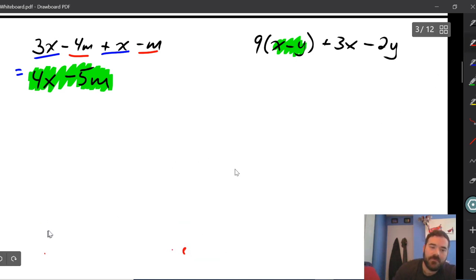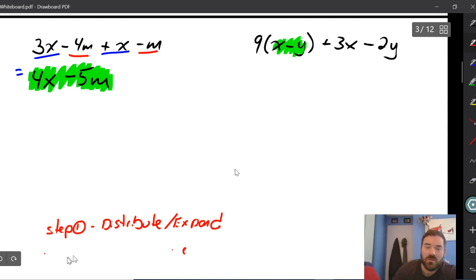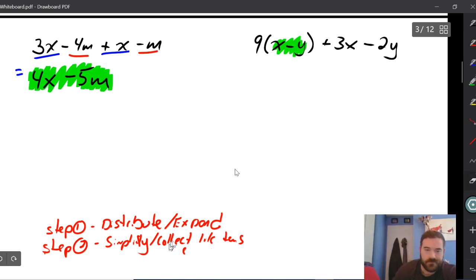So step 1, distribute. We will also see this written as expand, because it usually makes the expression longer, so it expands the expression. And then step 2, I'm going to simplify, which is another way of saying collect like terms. So starting up here, equals. I'm going to do my distribution first.